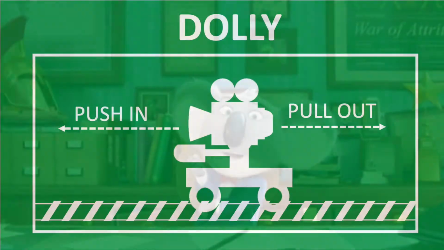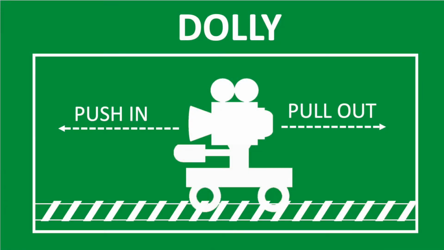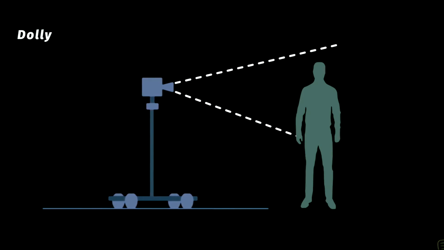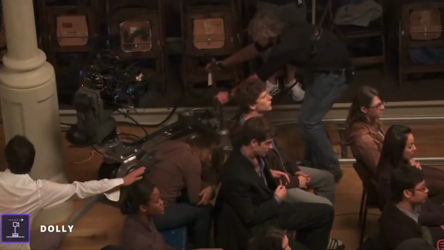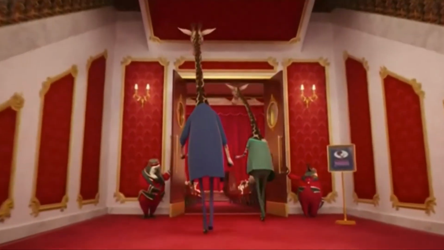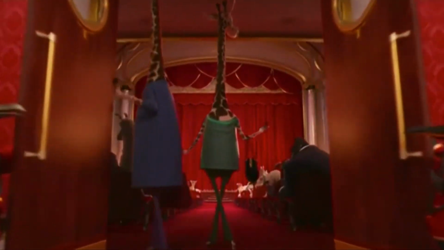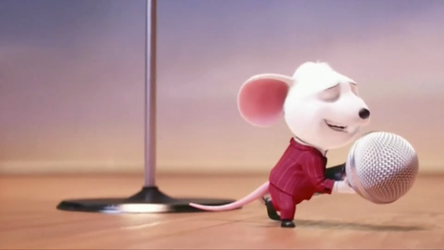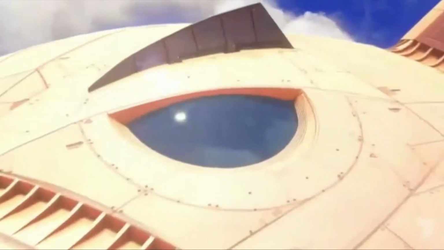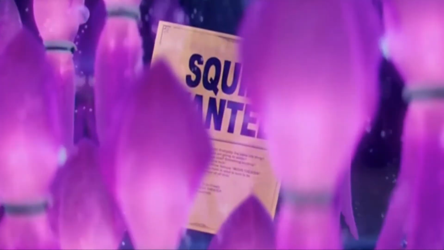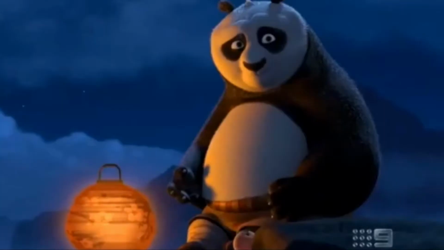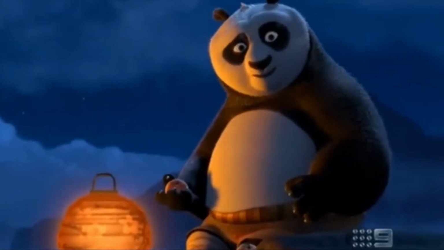Let's take a look at the dolly. A dolly is when you move the entire camera forwards and backwards, typically on some sort of track or motorized vehicle. It's a smooth movement that feels very natural. When we push in, the camera moves closer to the subject. Our attention is directed to a specific object or reaction, indicating to the audience that there is something important going on.